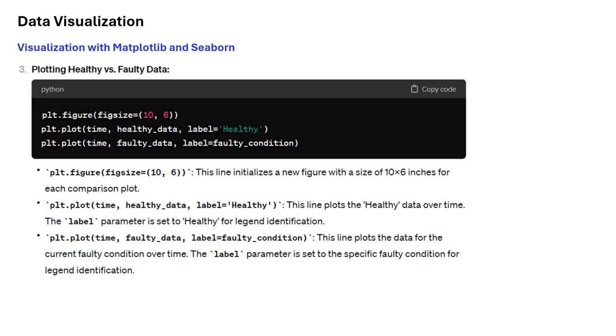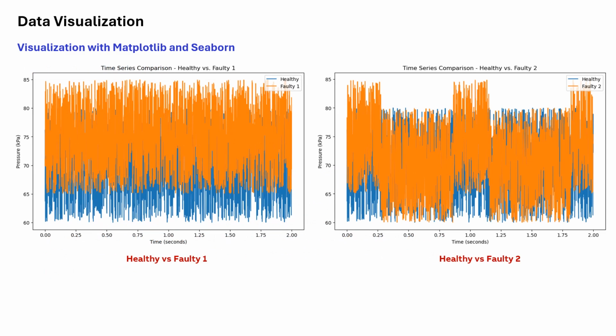And lastly, plt.plot(time, faulty_data, label=faulty_condition) plots the data for the faulty condition over time. The label parameter is set to the value of the variable faulty_condition. By running the code, you will be able to see the comparison of time series plots for healthy versus other faulty conditions one by one.